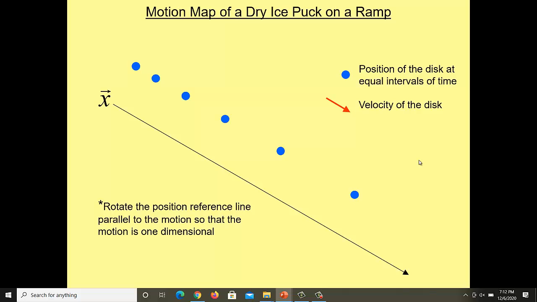Now I'm going to draw arrows to represent the velocity of the disk. Those arrows are going to point in the direction that it's moving, which is down the hill, one-dimensional, because we rotated our axes. But let's talk about this first dot.